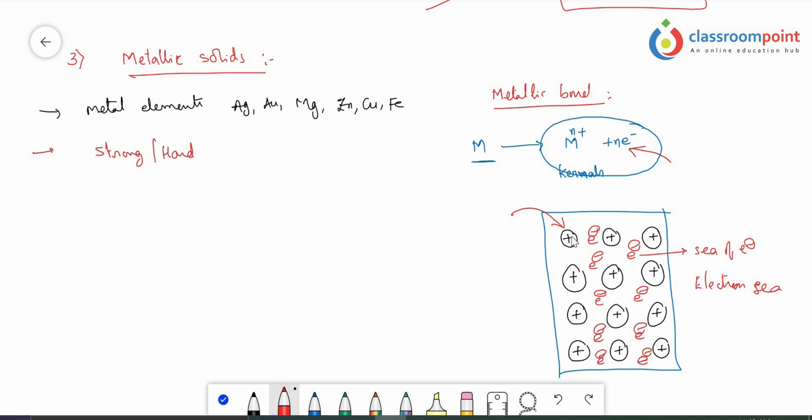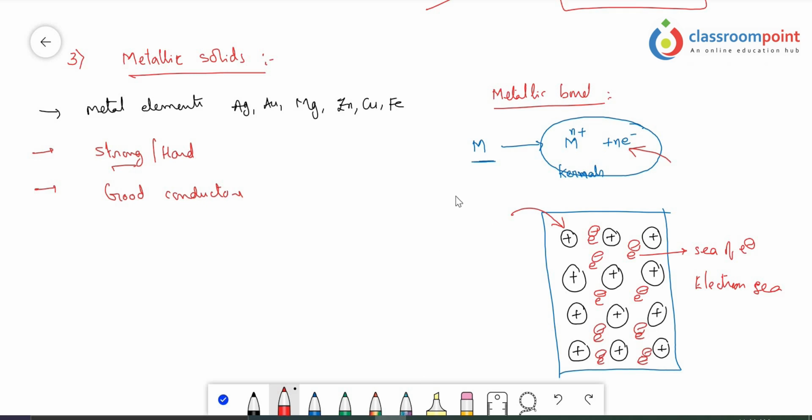Because of these metal ions and electrons, there are very strong attractive forces. And another thing is, these electrons can flow from one position to another. That's why they can easily carry electricity from one end to the other end. So these are very good conductors of electricity, and good conductors of heat also. And next, sir, there are so many types of metals. Some metals are soft in nature, some metals are hard in nature.